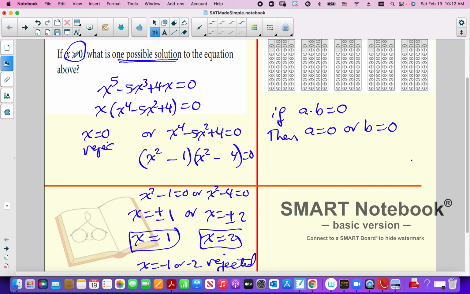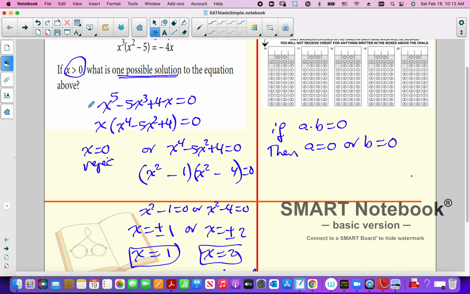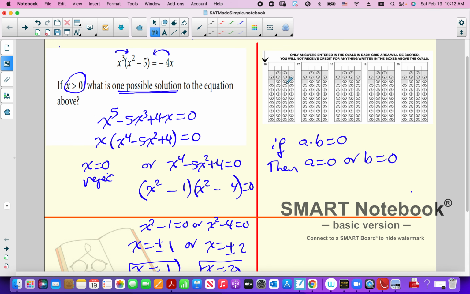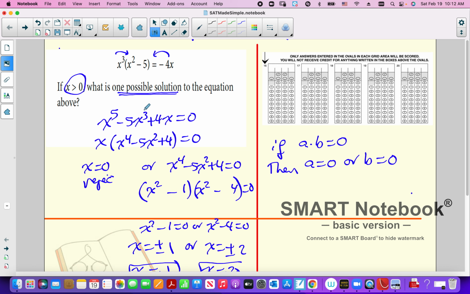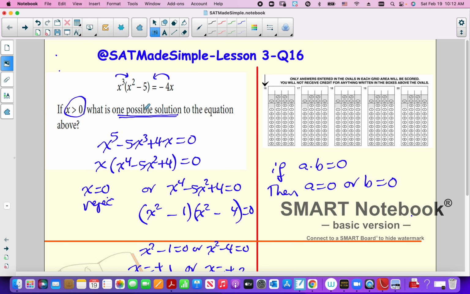even if they did not tell me x is greater than 0, I should recognize that, because in my last video I explained grid-in, we don't have a way to grid in a negative answer. So let's say I want to choose x equal 1, either answer is correct.